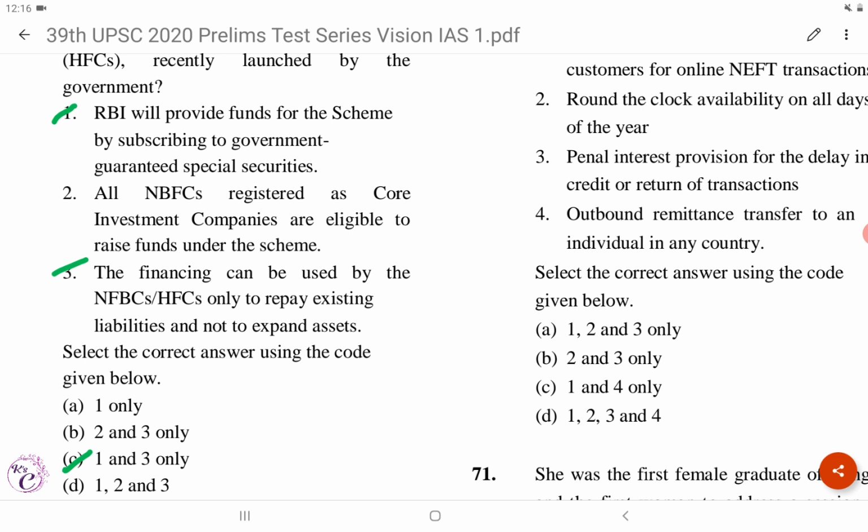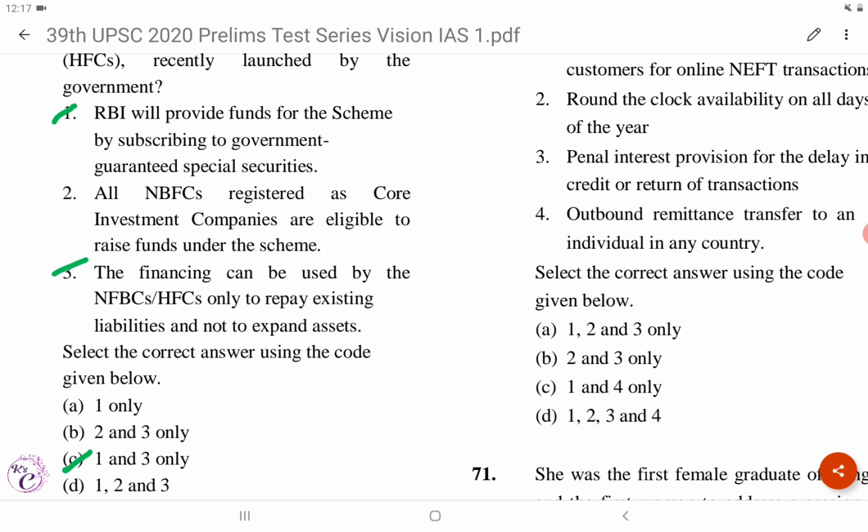RBI will provide funds for the scheme by subscribing to government guaranteed special securities issued by the trust. The total amount of such securities issued outstanding shall not exceed rupees 30,000 crores at any point in time. The Government of India will provide an unconditional and irrevocable guarantee to the special securities issued by the trust. Hence, statement 1 is correct. Statement 2 is not correct.